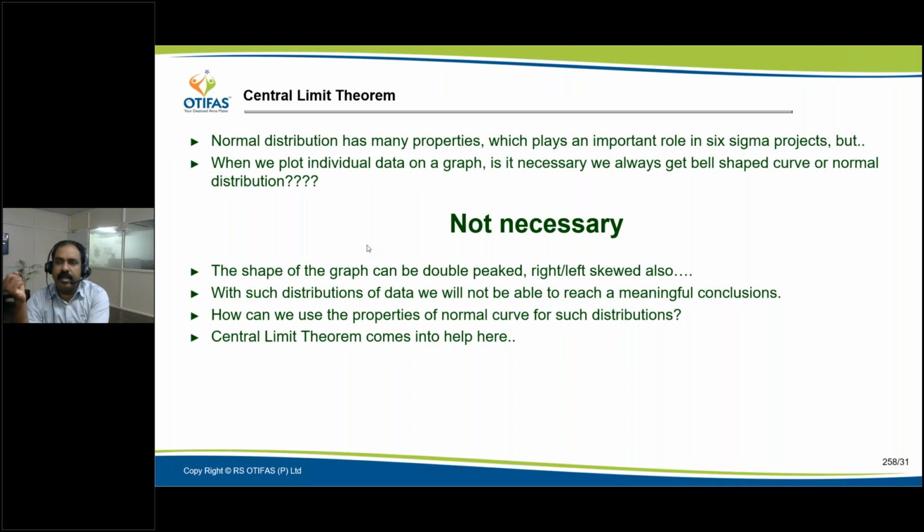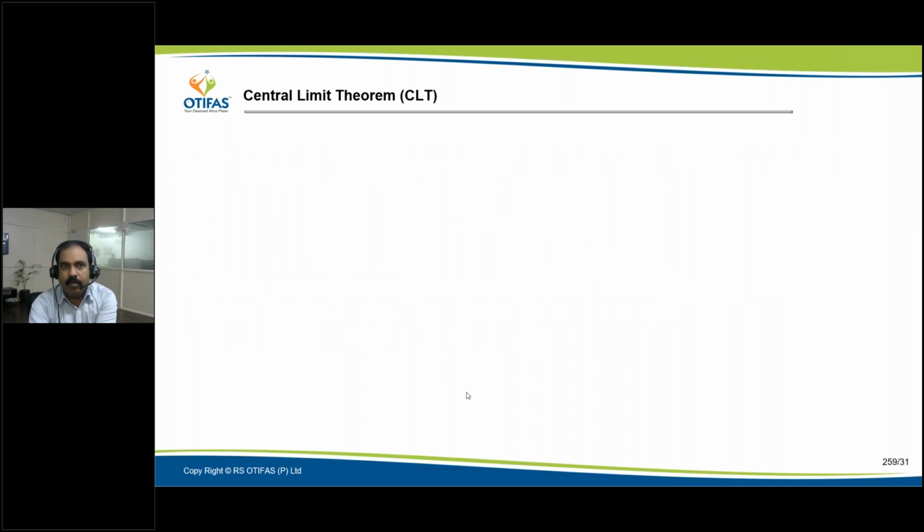There is a test in Minitab to test whether the data is normal or not. You know that normality test? How many have done the normality test in Minitab? Anybody did the normality test in Minitab? Okay. So getting normal data is not always easy. So what is an easy way? There is a statistical concept called the central limit theorem.